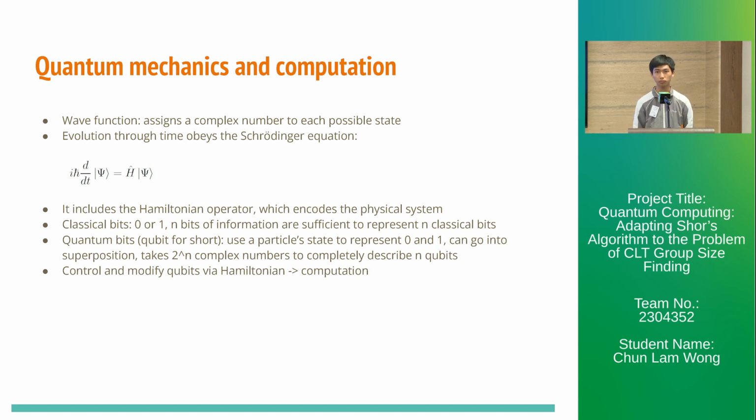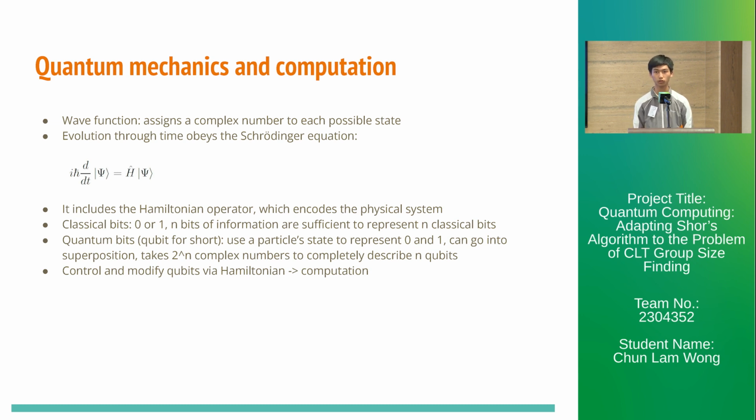For n classical bits, we can only store n classical bits of information. But if we use particle states to represent 0 and 1, then they can go into superposition. So it would take 2 to the power n different complex numbers to represent n quantum bits completely. We call quantum bits qubits for short.